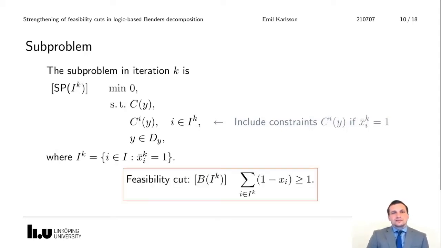So the feasibility cuts can be written on this form, where a change in one of the x variables assigned to 1 is sufficient to obey this cut.